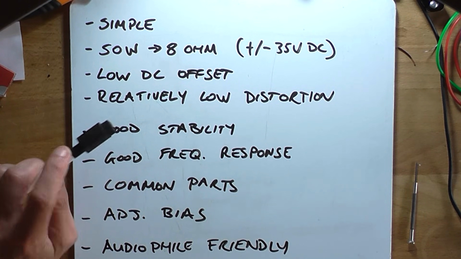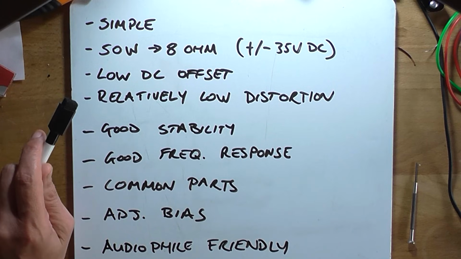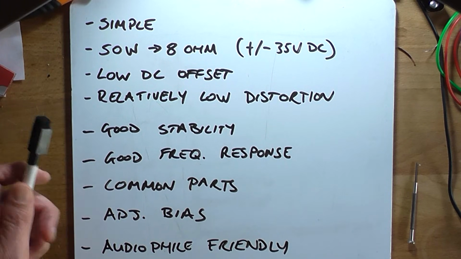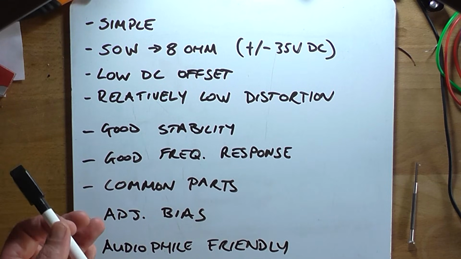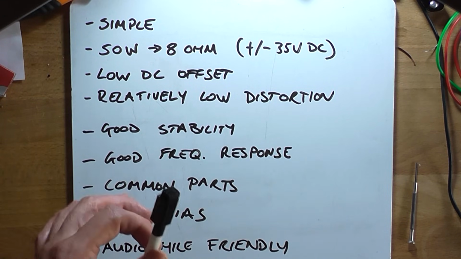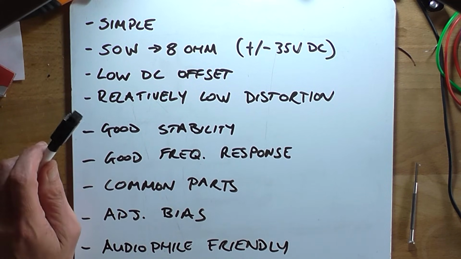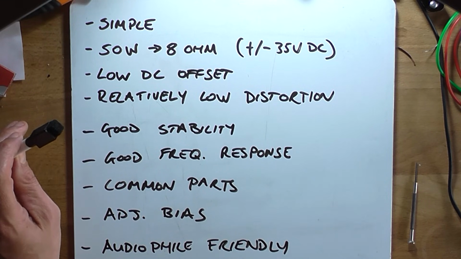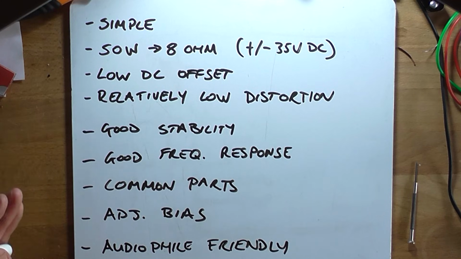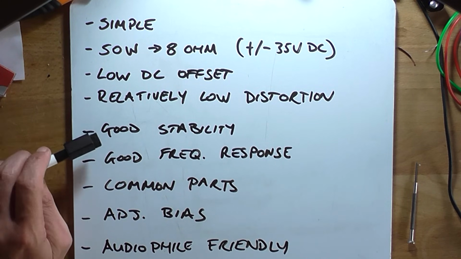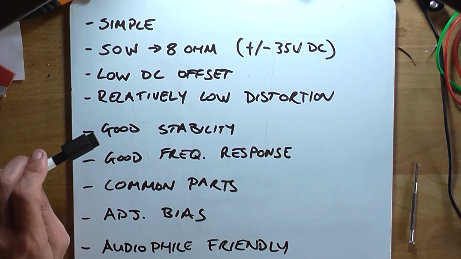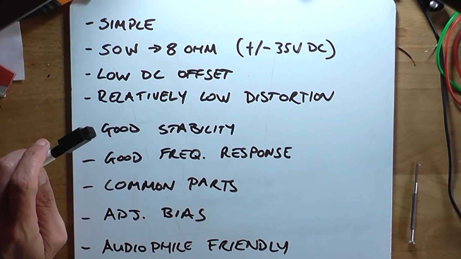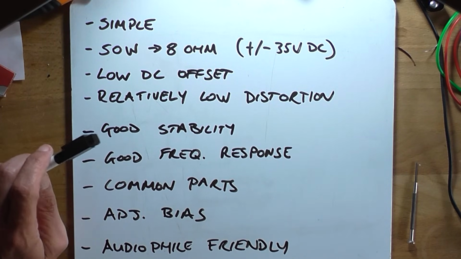Relatively low distortion. Now, Tina can measure the distortion or total harmonic distortion of the design. That's using ideal transistor models. In the real world, the results are going to differ, but if we can get a distortion under 0.02%, that's doing pretty good. Good stability as in thermal and sonic, so it can't go into spurious oscillations by itself, and it can't go into thermal runaway.